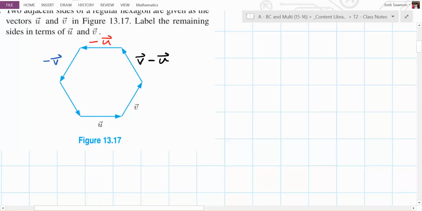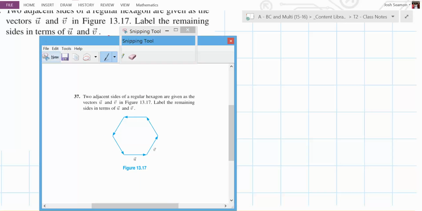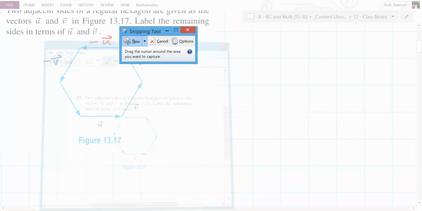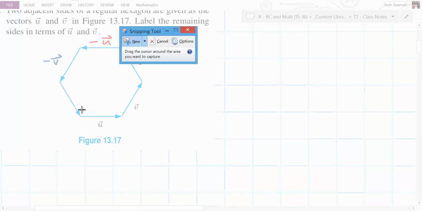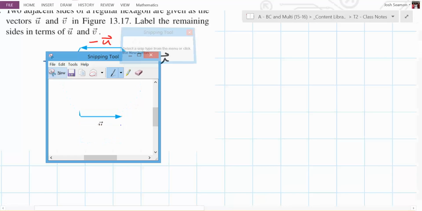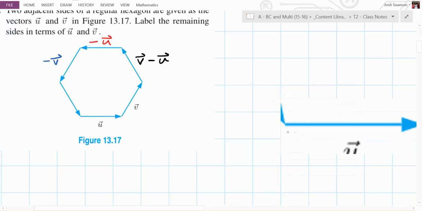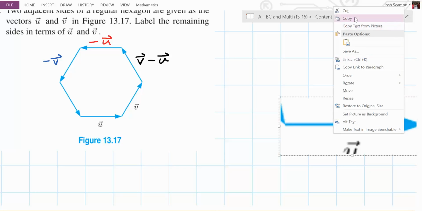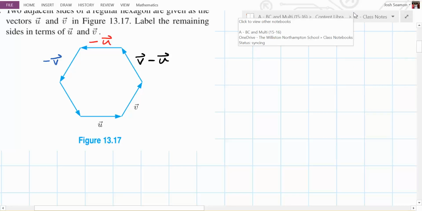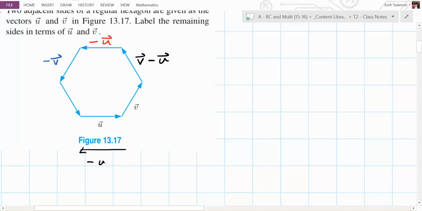Well, one way to visualize it would be, let's use the snipping tool here. Let's see if it actually gives it to me. It's probably going to blow it up again. It did that before. Okay, ready? So here's u. If I cut this here and did negative u, it roughly looks like this, right? That's negative u. Where could I place that?